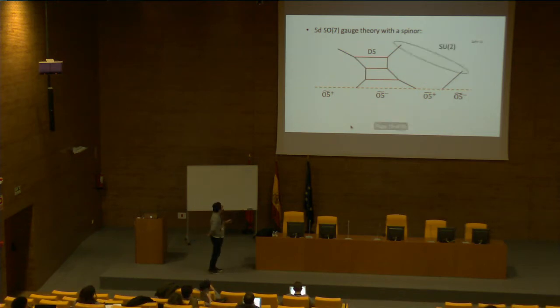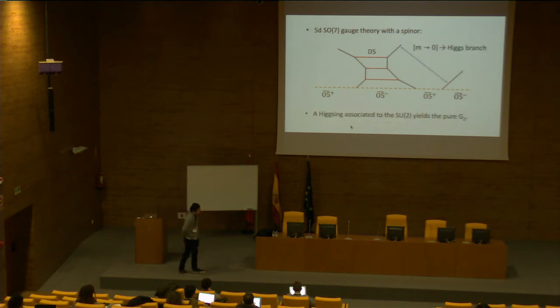So this diagram realizes SO(7) gauge theory with the spinor matter, and also the spinor flavor symmetry of this one spinor, which is SU(2). This SU(2) flavor symmetry is seen from these parallel 1-1 external 5-branes. So if these 1-1 external 5-branes are on top of each other, then we have SU(2) flavor symmetry. So in other words, the distance between this 1-1 5-brane and this 1-1 5-brane is related to the mass parameter of the spinor hypermultiplet.